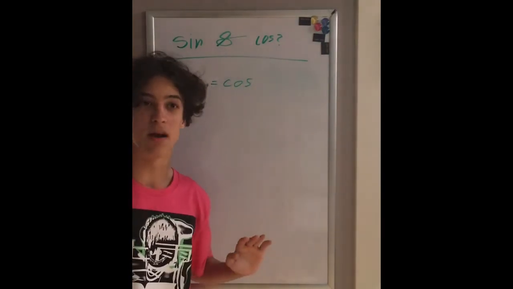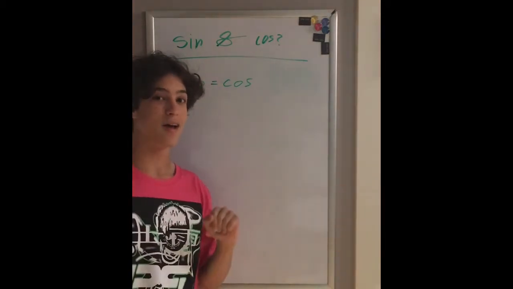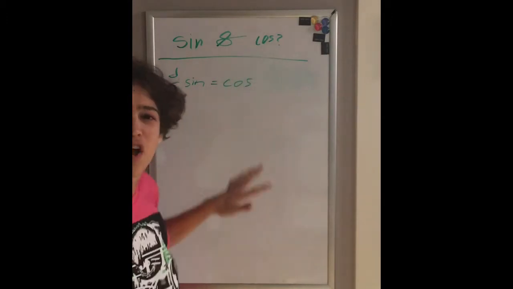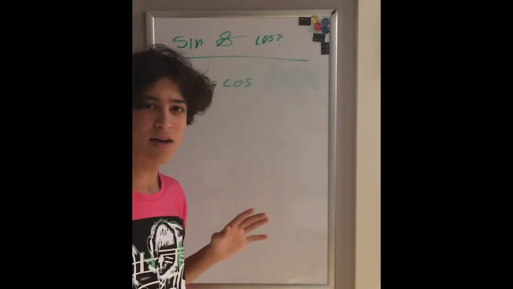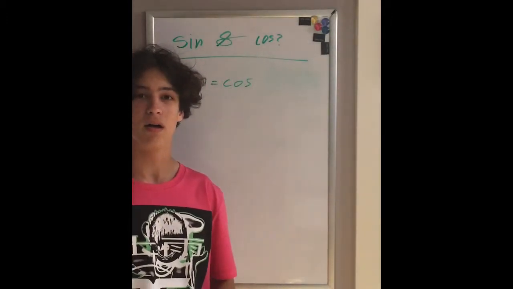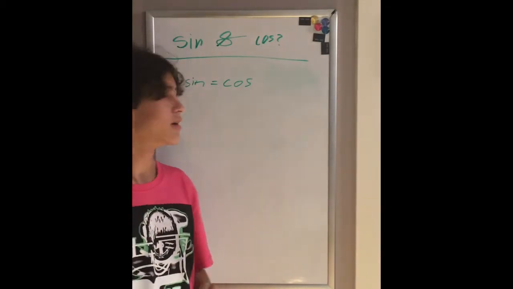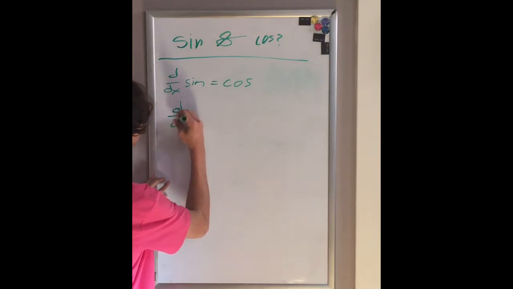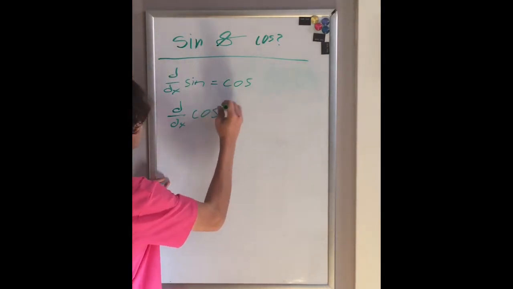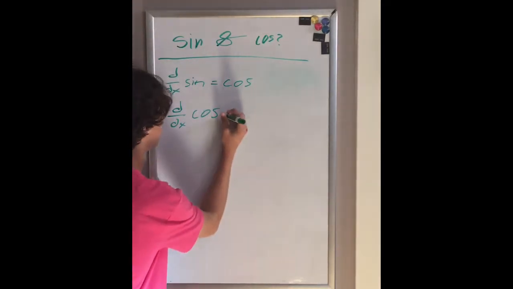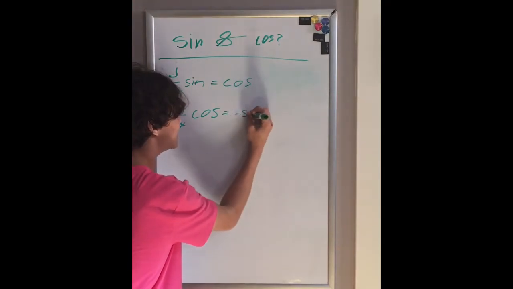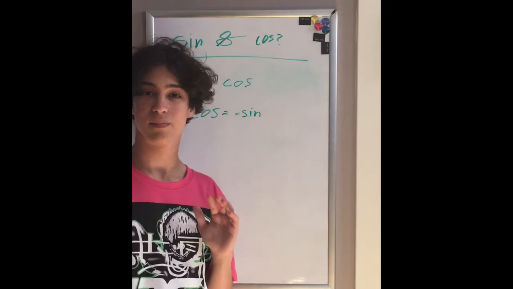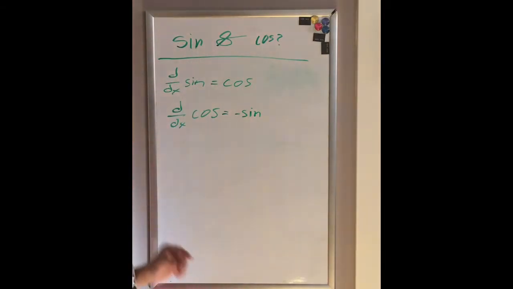That is crazy, right? But wait, I know what you're thinking. But wait, does that mean that the derivative of cosine is sine? No! It doesn't mean that. The derivative of cosine, wait for it, is negative sine. Now I know this is crazy, but you're just gonna have to trust me on this one.